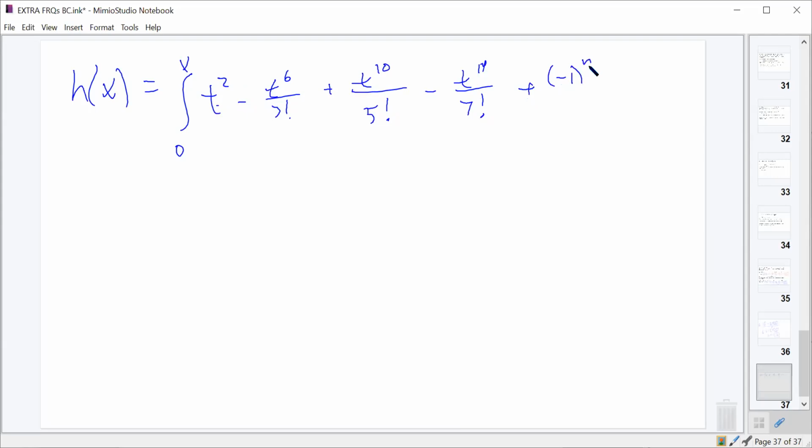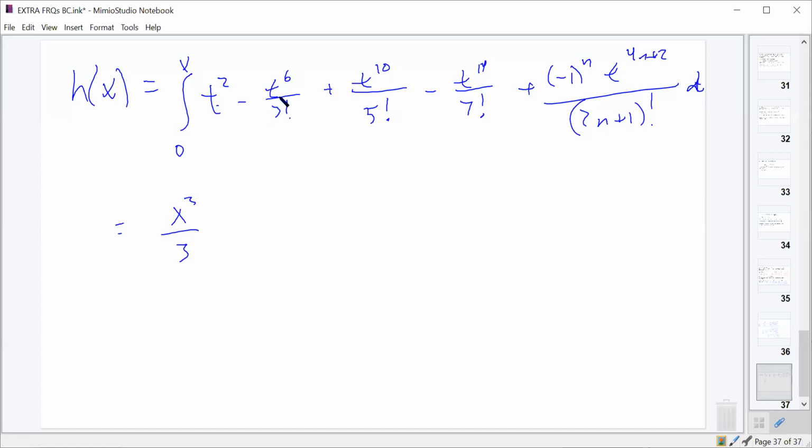And then negative 1 to the n t to the, what was it, 4n plus 2 over 2n plus 1 factorial. And so what I'm going to do is just my term-by-term integration. T squared is going to become t cubed over 3. I'm going to evaluate that at x. I'll create my dt. So that'll become x cubed over 3.